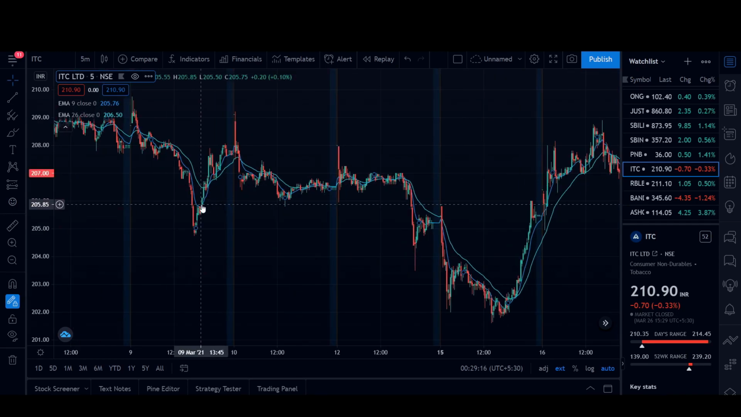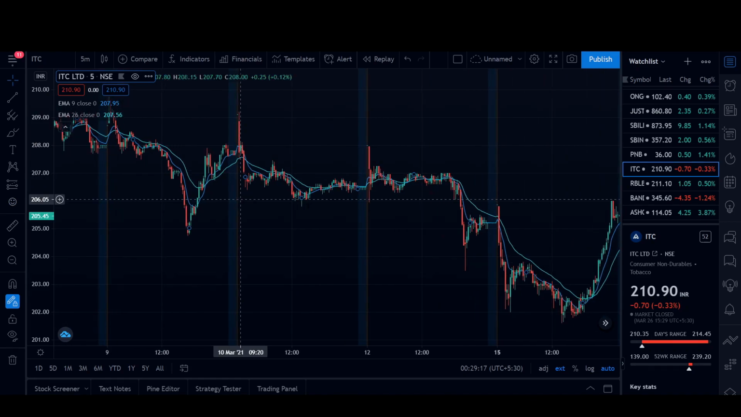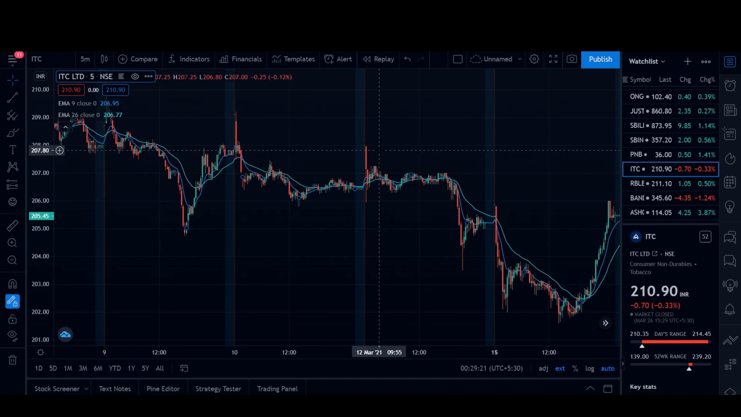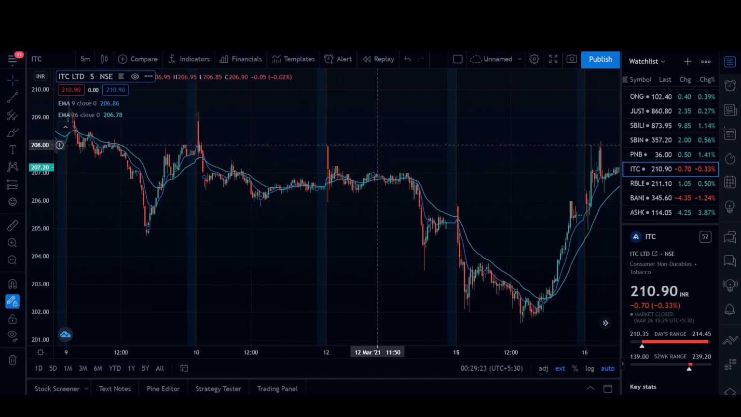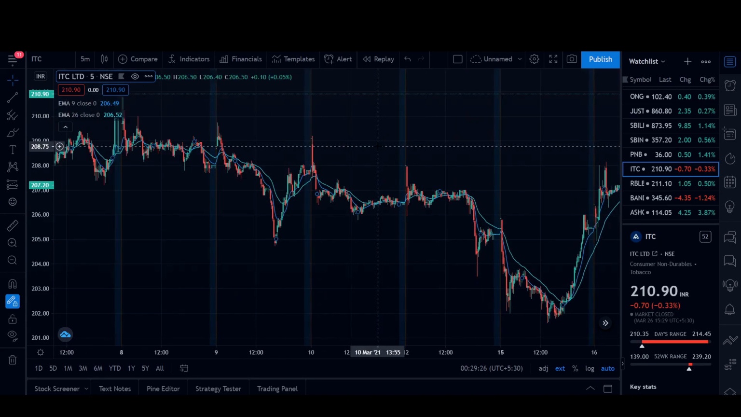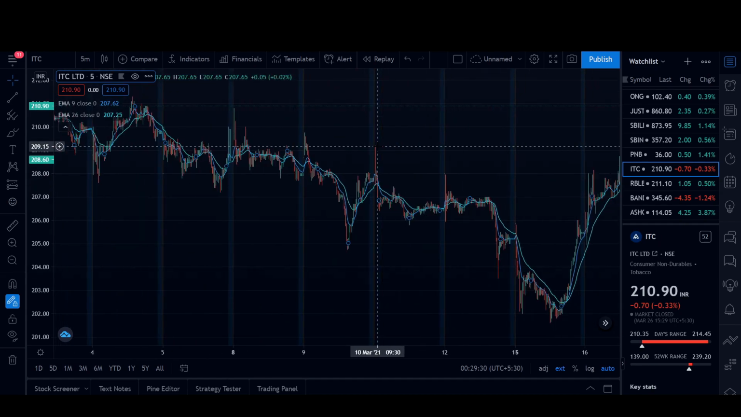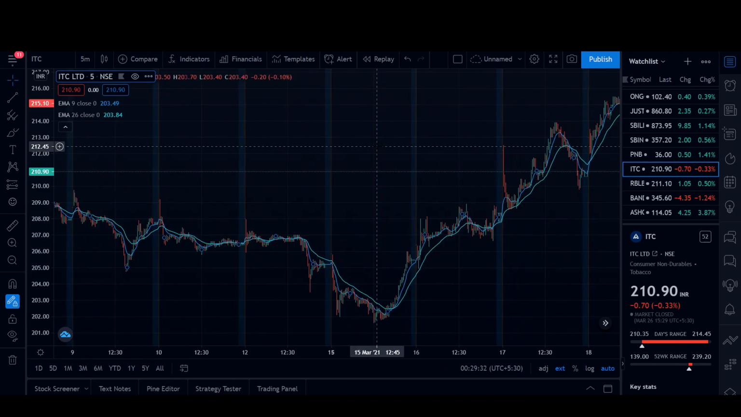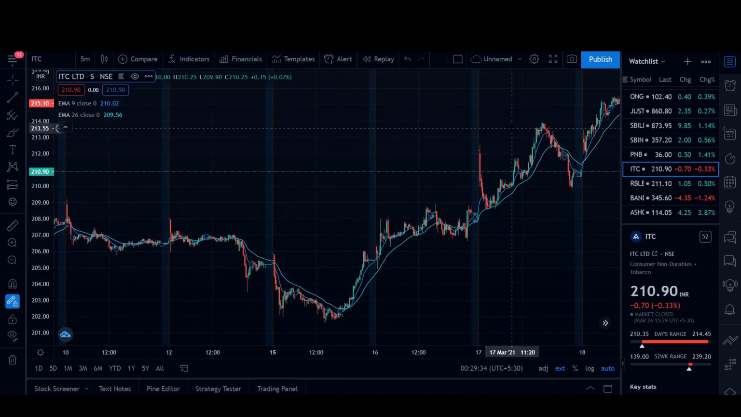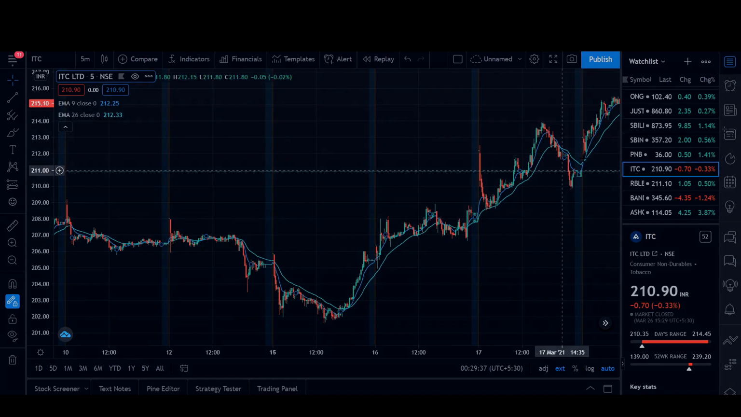So now I want you guys to just pick a random stock and backtest this strategy. If it works for you, great. If it doesn't, well, I'll make more. I'll try to make every single trading strategy which exists. So go and backtest this. It's a pretty good strategy.